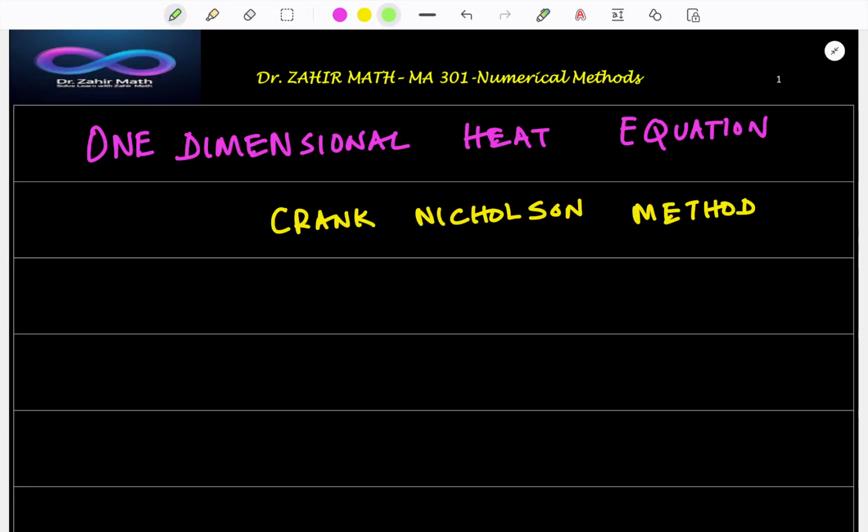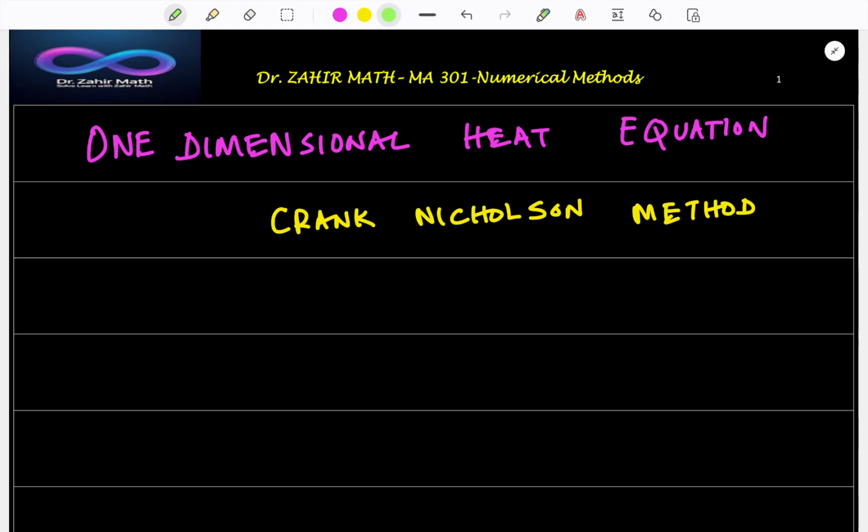Today we are going one step deeper into solving partial differential equations. We already saw explicit methods, the Bender-Schmidt method, right? But today we enter into another method, the world of Crank-Nicolson, a very powerful implicit method.